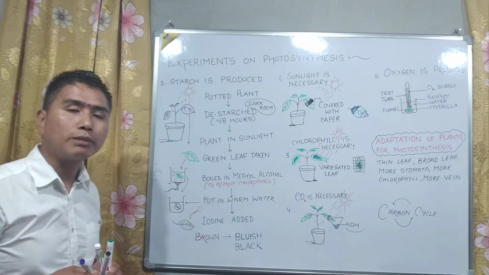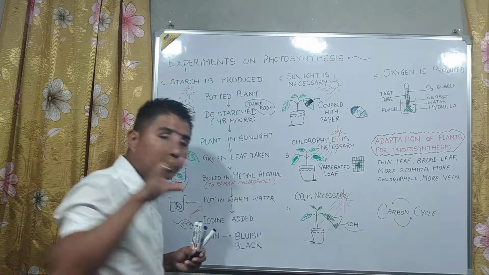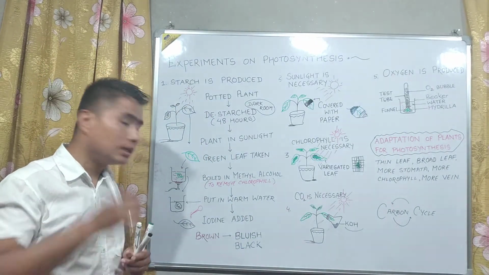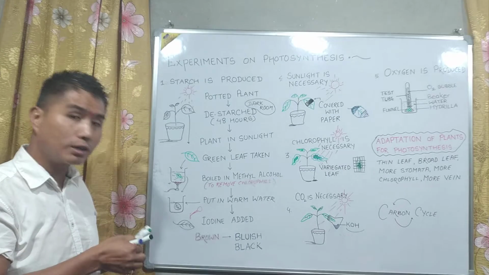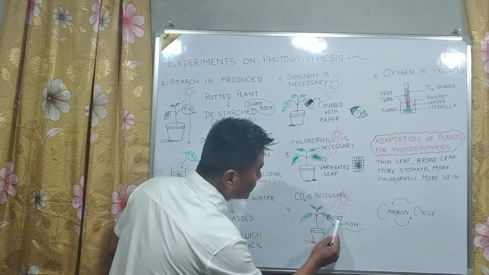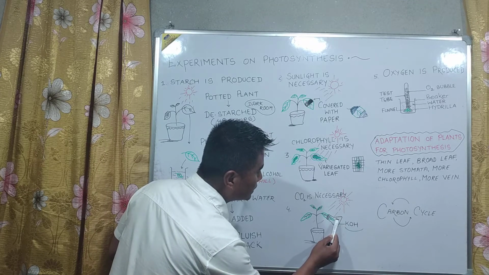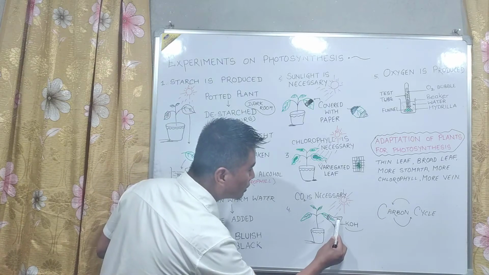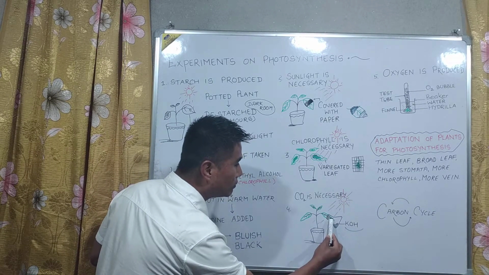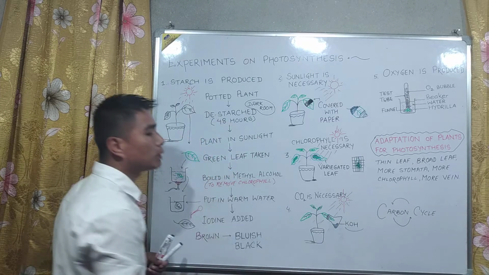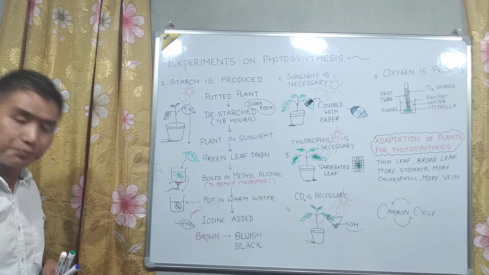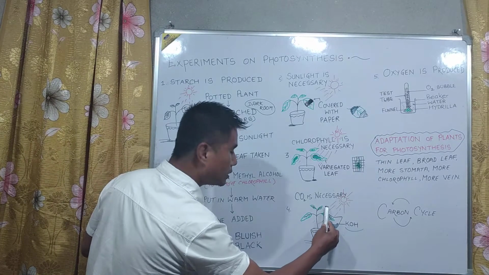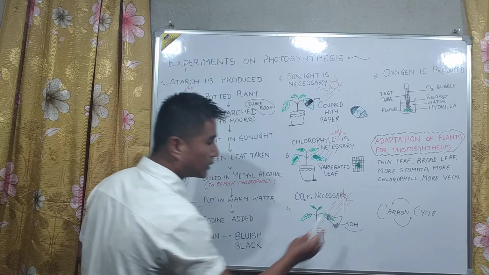The function of potassium hydroxide is that it absorbs carbon dioxide. As a result, the conical flask inside had carbon dioxide or air, and that carbon dioxide, instead of entering the leaf, is absorbed by potassium hydroxide. Now the outer portion of the same leaf can easily receive carbon dioxide from the air.